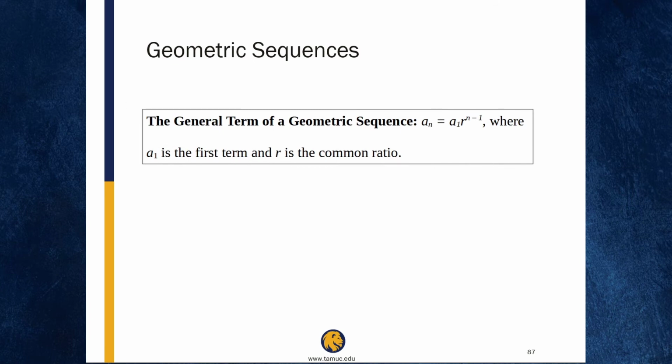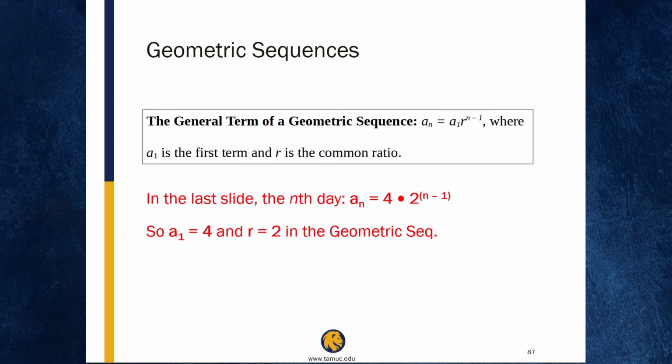The general term of a geometric sequence goes a_n equals a_1 r to the n minus 1 power, where a_1 is the first term and r is the thing that gets multiplied each time, called the common ratio. So in our last slide, we said the nth day is calculated by 4 times 2 to the n minus 1 power. This is a geometric sequence formula where the first term is 4 and r equals 2.